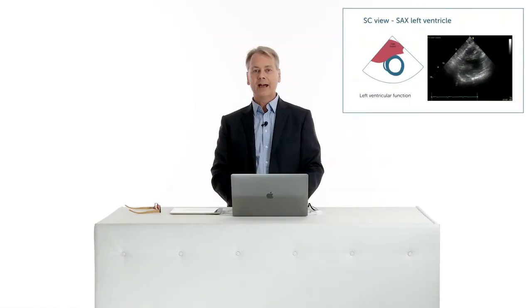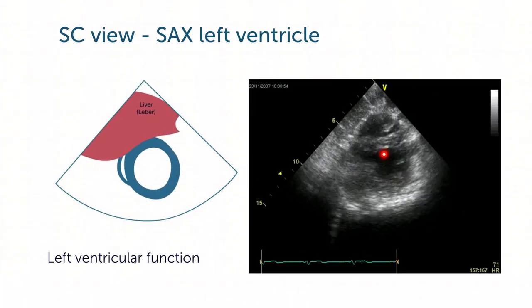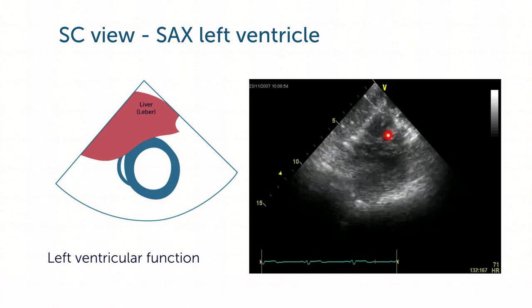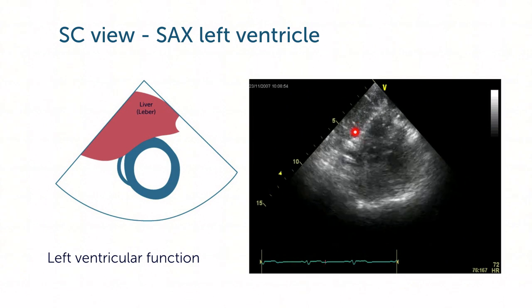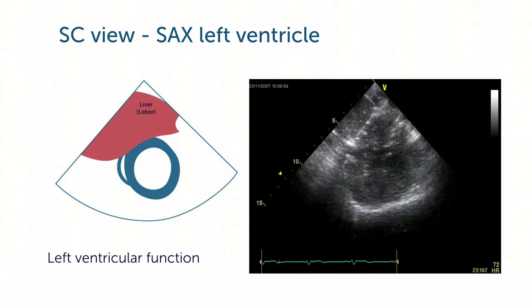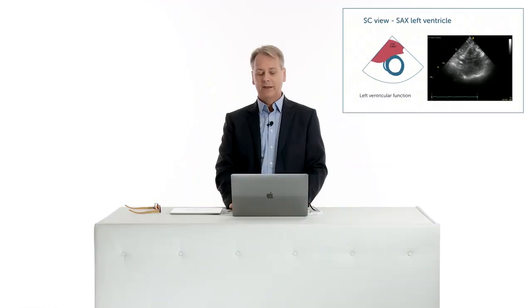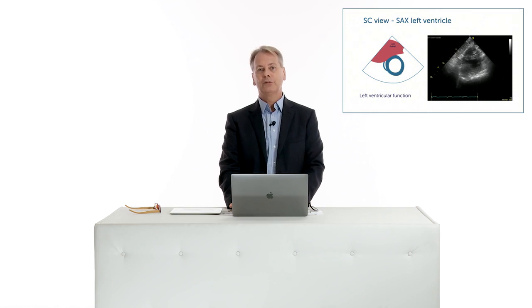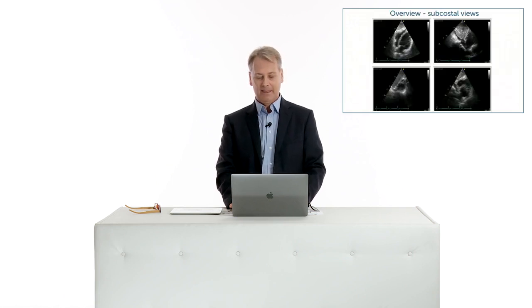When do we use the short axis view at the level of the ventricle? Well, to assess left ventricle function. You nicely see the septum here. You see that this patient has normal left ventricle function. You can even detect the size of the right ventricle, determine whether or not it's dilated in relationship to the left ventricle. So this is a view that is very similar to the parasternal short axis view at the level of the ventricle, and the same indications apply.